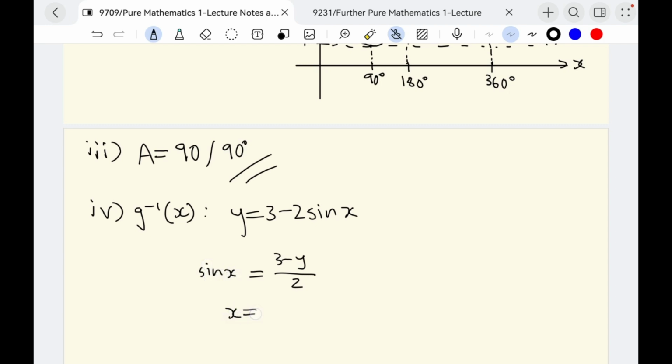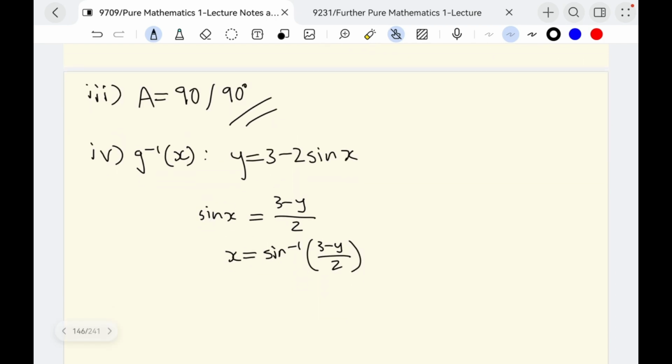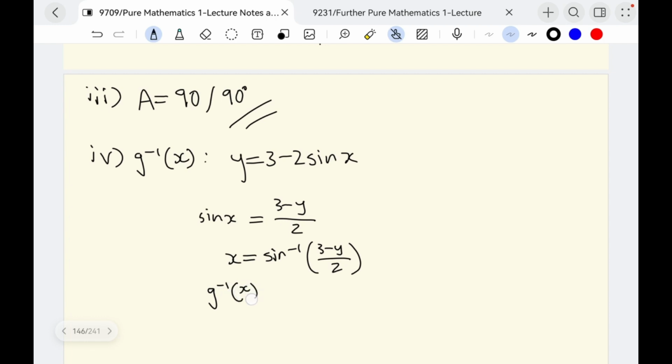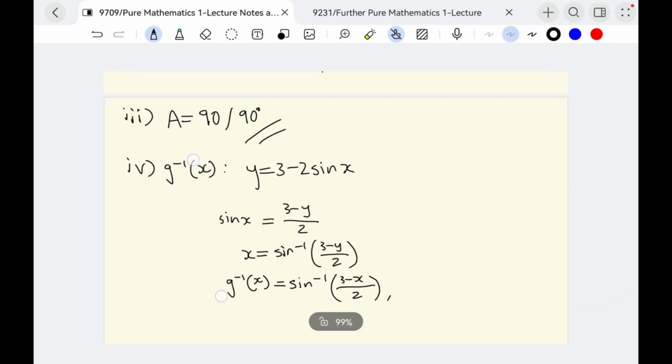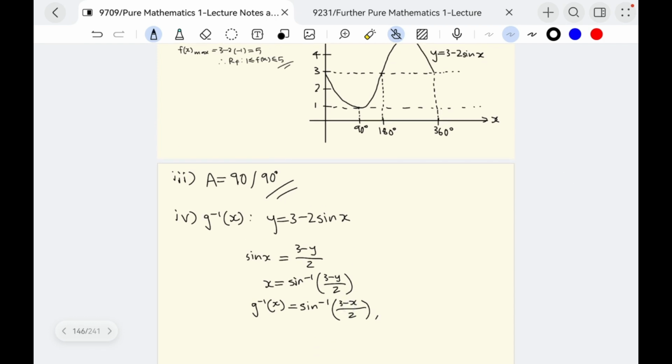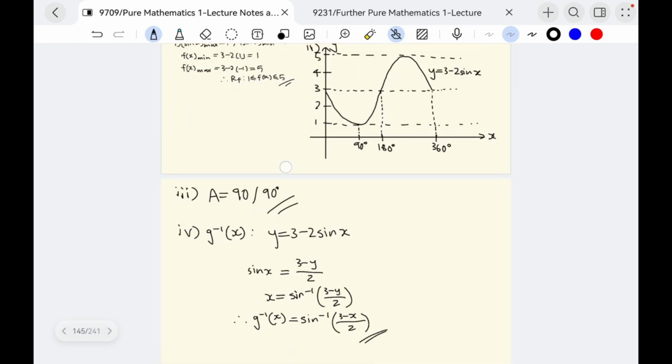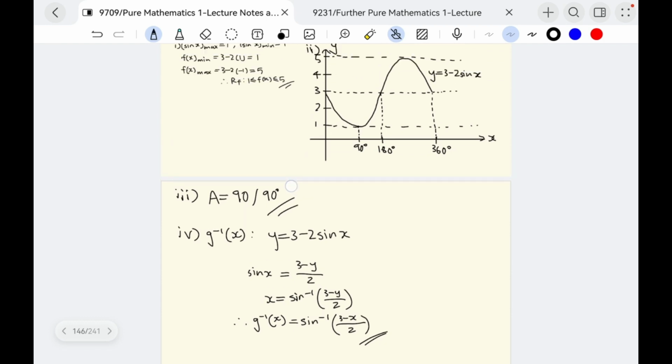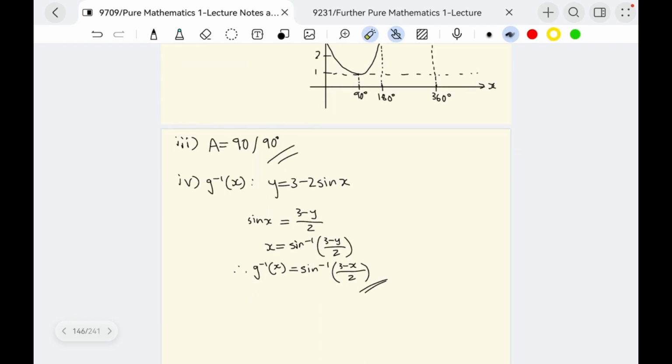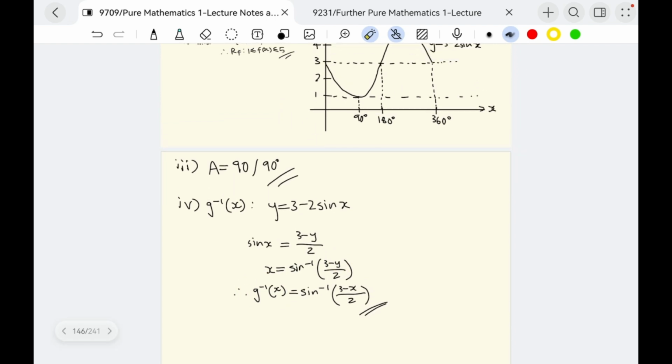And then take the arcsine on the right hand side. And then finally rewrite the expression of the inverse g(x). Alright, so that's all for this question. So every time you have successfully solved for the inverse function, make sure to change the y back to x. Okay, so that's the end of this question.